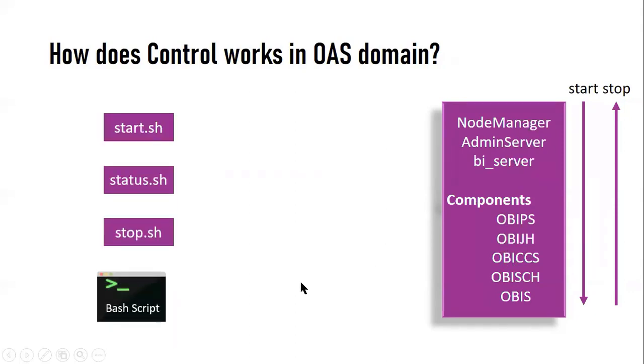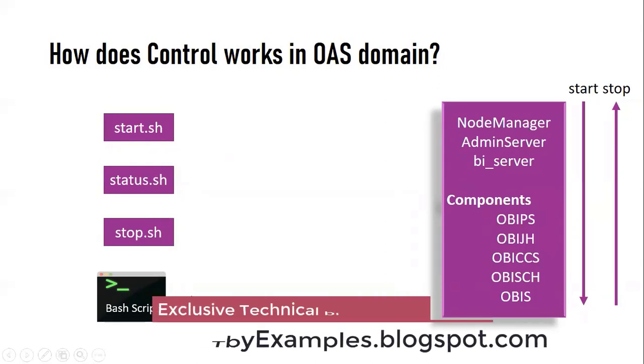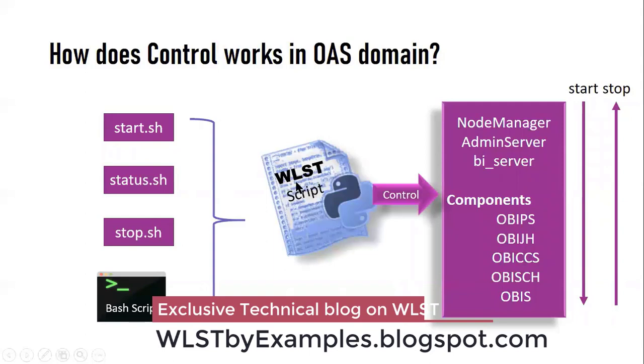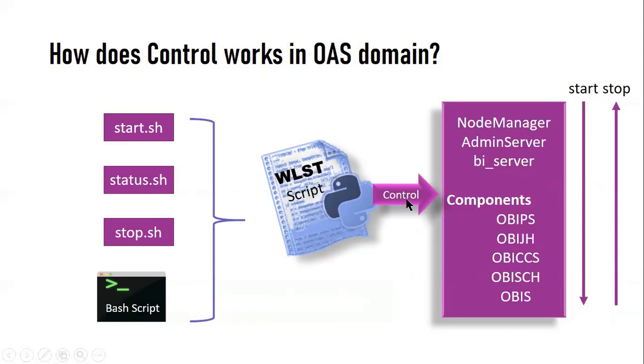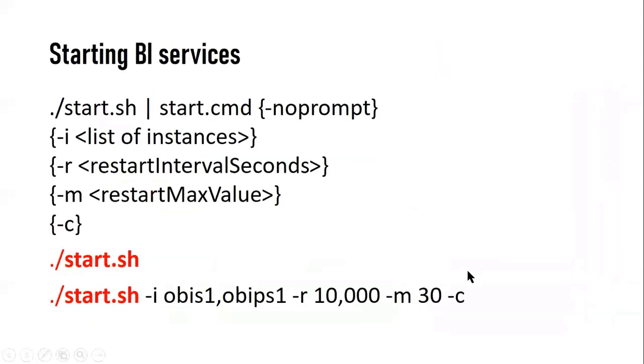So what are the choices? When you go to the OAS domain, in the BI tools, we are going to have 3 different scripts. One is start, another one is status, and opposite to the start, stop.sh. All these are bash scripts, and they internally call a special script, that is WLST, the WebLogic Scripting Tool. It is going to invoke, start and stop with the help of the node manager.